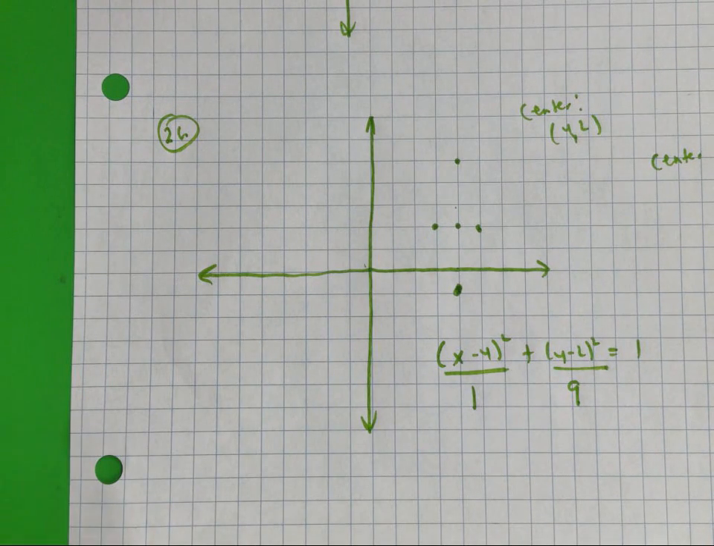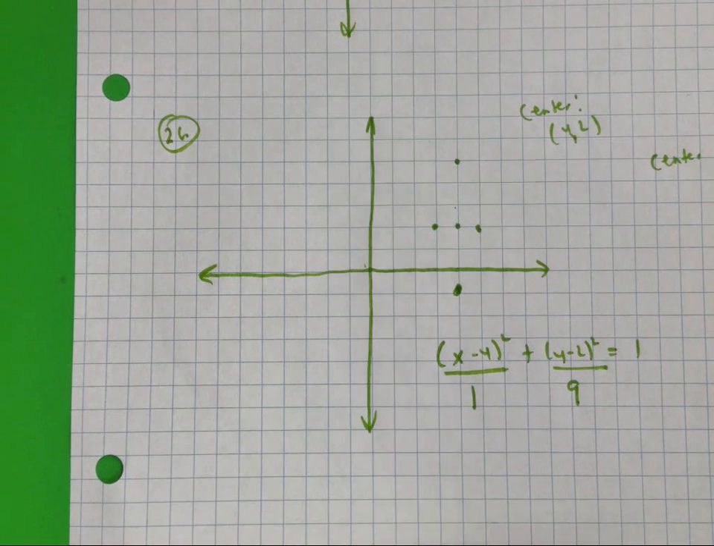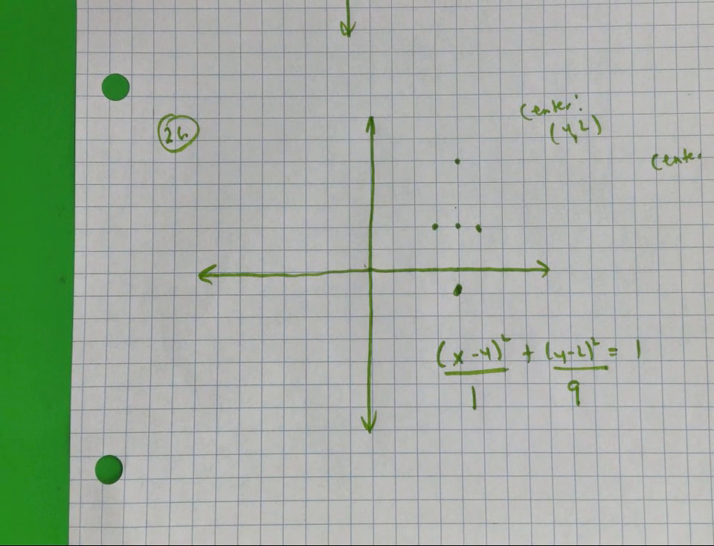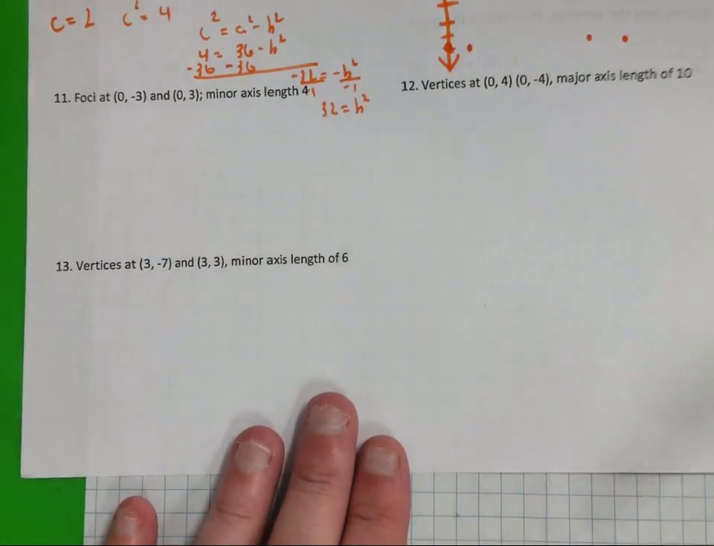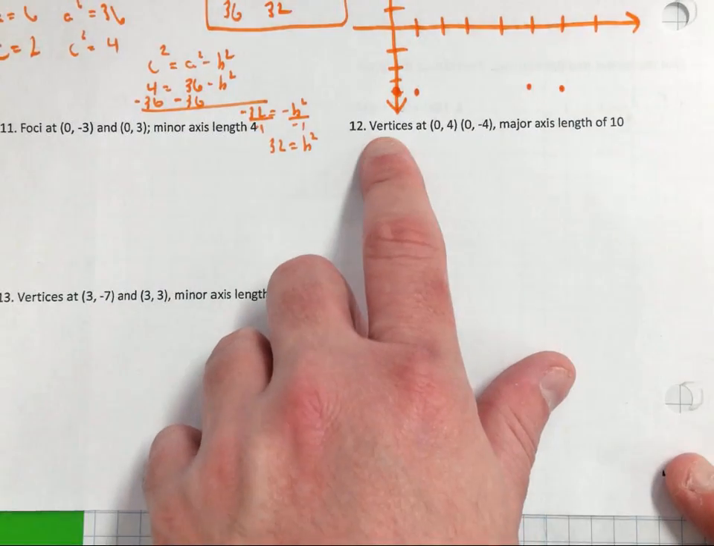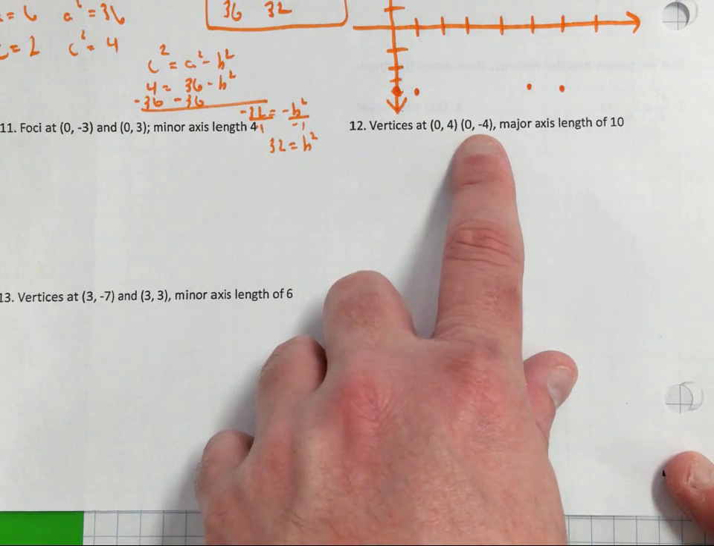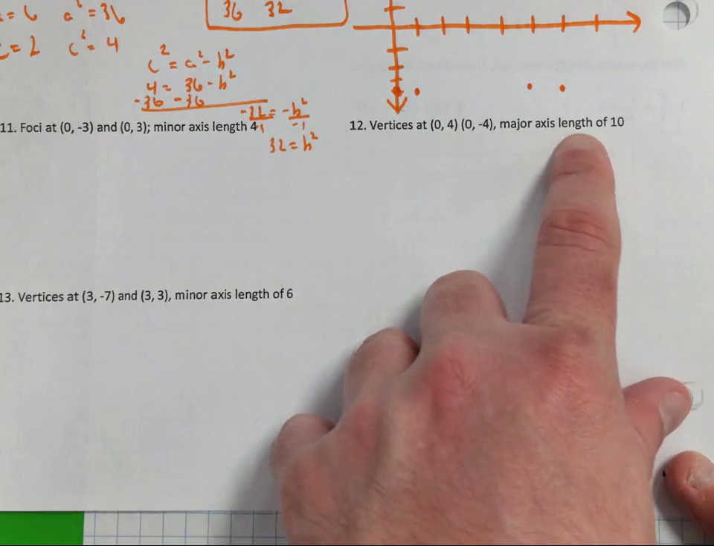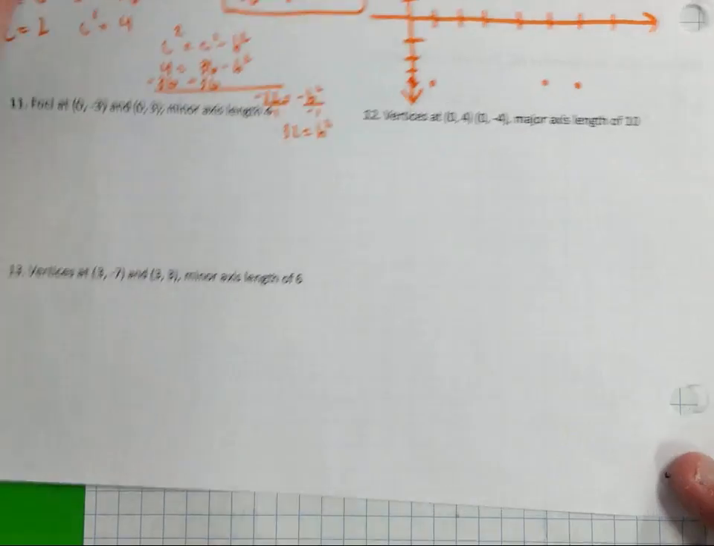Guys, I want you to look back in your notebook, page 4. I think we should do those quickly again. Let's look at 12 and 13. On page 4, I'm looking at number 12: vertices at (0, 4), (0, -4), and major axis length of 10. I'm going to graph that one.